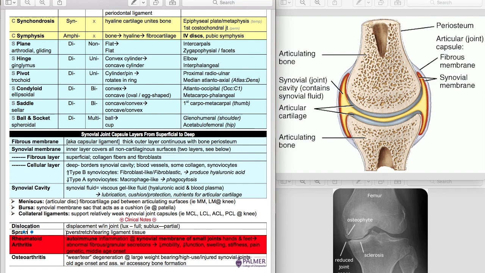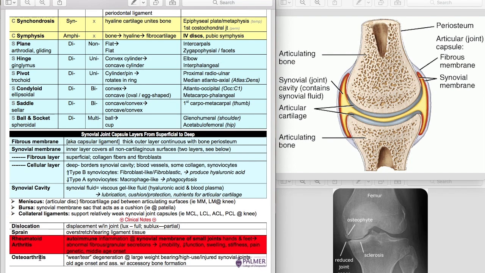A sprain is going to be an overstretch or a tearing of ligamentous tissue, as opposed to a strain, with a T, which is a tearing of muscular tissue. So a sprain is going to involve a ligament. And next we'll talk about rheumatoid arthritis and wrap up with osteoarthritis.